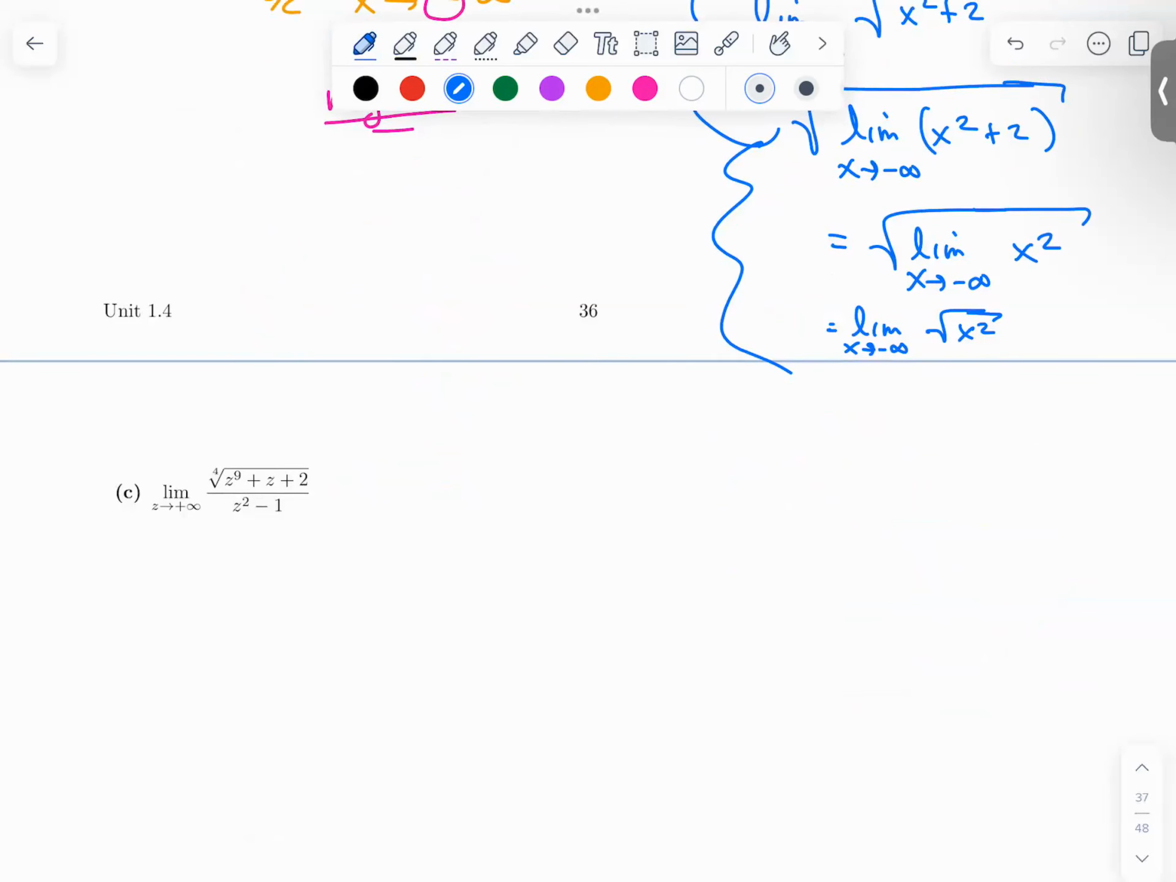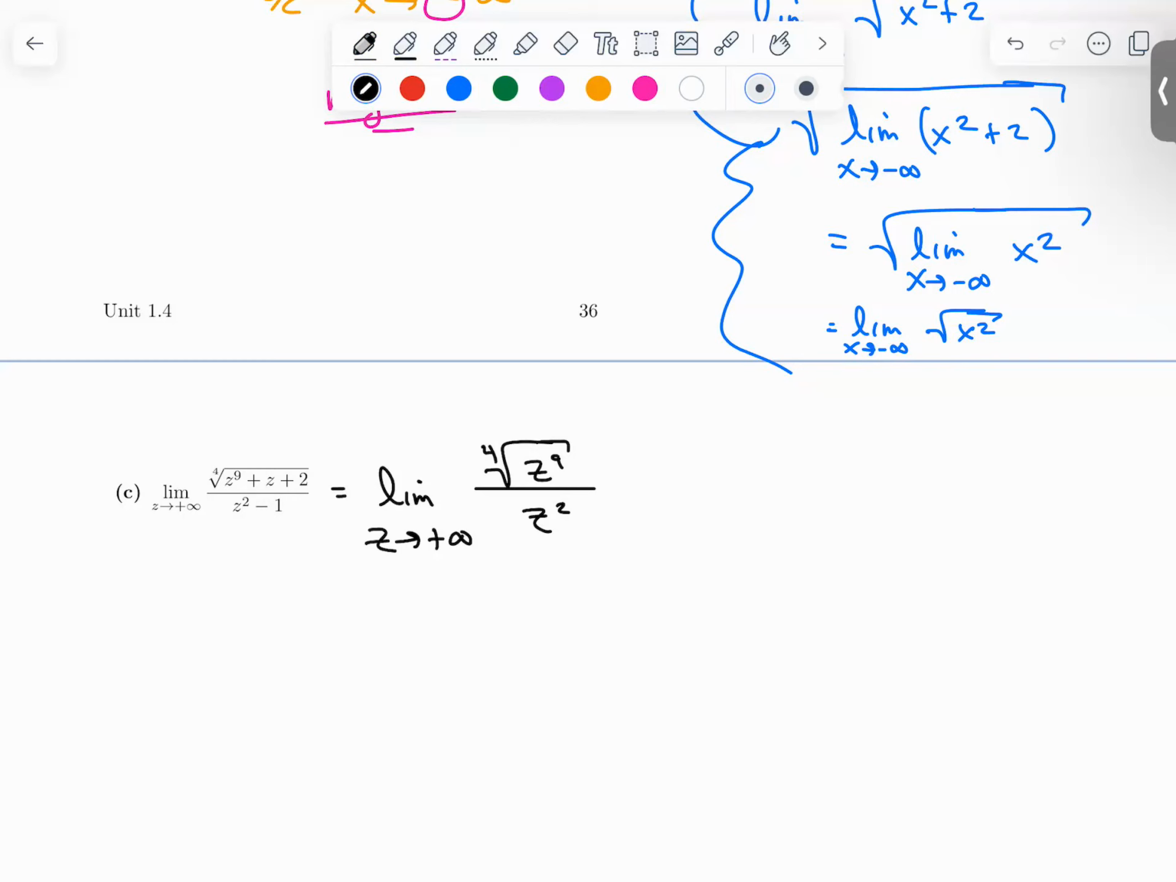Same situation here. Because we're approaching positive infinity, the +c and the +2 inside the fourth root, they do not matter. Sure, 1 billion is a big number, but 1 billion to the ninth is bigger than that by a factor of 1 billion to the eighth power. It's a lot bigger. So this is equal to the limit as z approaches positive infinity of the fourth root of z to the ninth divided by z squared. Oh no, how do I cancel?